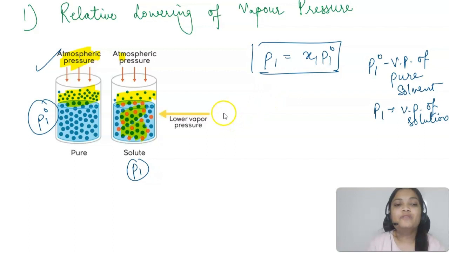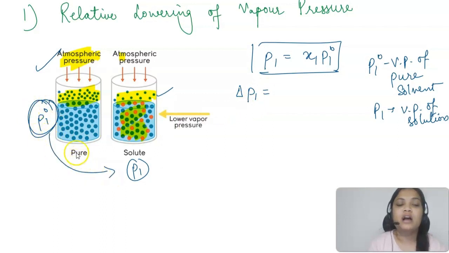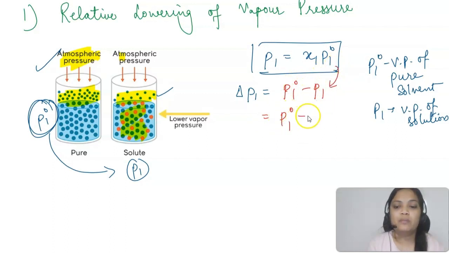Okay, now what will be the lowering of vapor pressure? There will be the change, so delta P1. Lowering of vapor pressure means earlier this was the vapor pressure, now this is there. How much has been lowered? Kitna kam hua hai? That will be P1 naught minus P1, right? So I can put this value here: P1 naught minus P1 naught x1. So here, P1 naught into 1 minus x1.